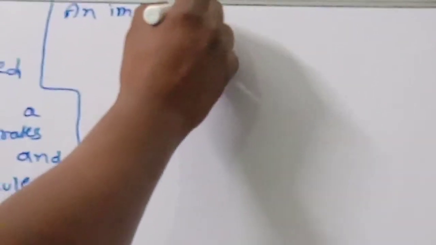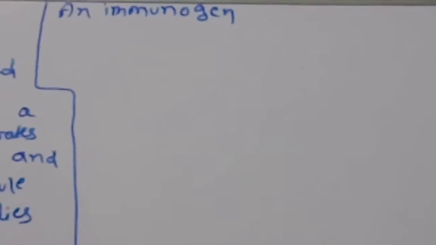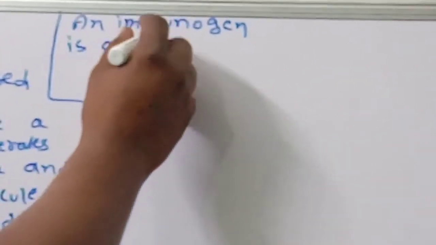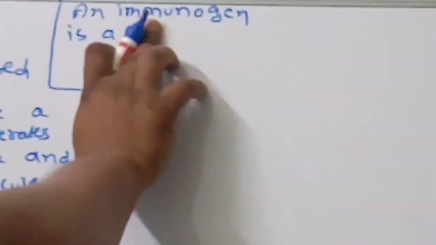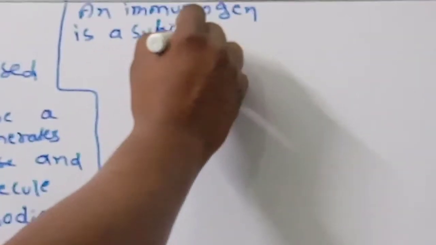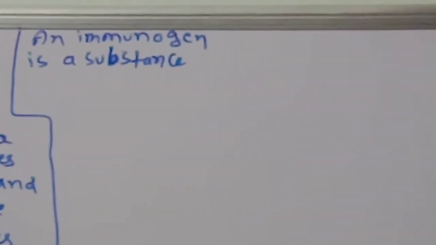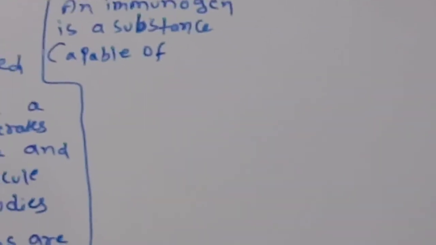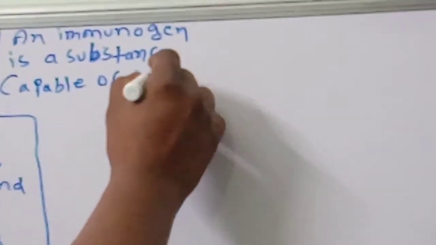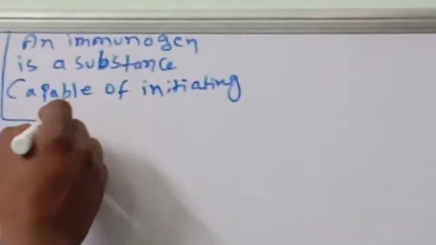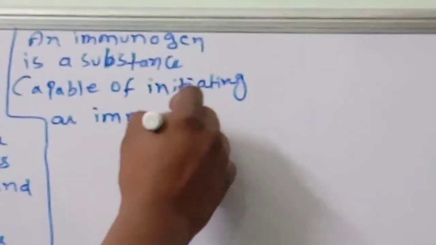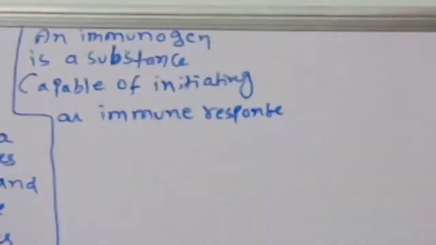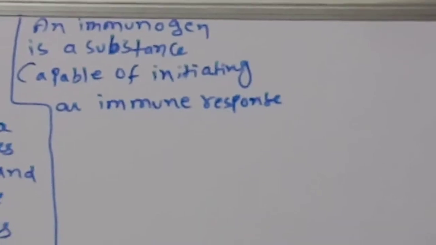Next one is an immunogen. An immunogen is a substance capable of initiating an immune response.